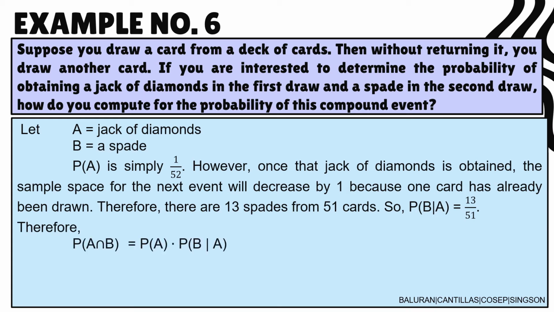Therefore, the probability of the intersection of event A and event B is equal to the probability of A times the probability of B given that A has happened, which is equal to 1 over 52 times 13 over 51. And that gives us 1 over 204.